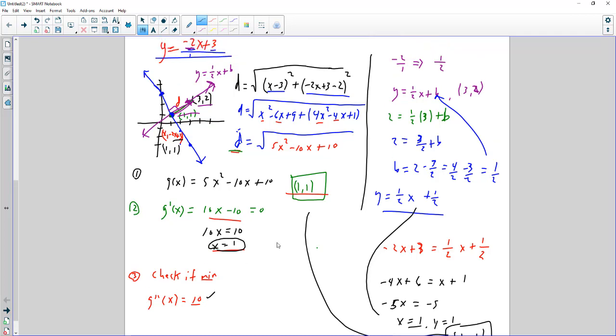Okay, I've done a couple examples. What you do is you use a distance formula typically, and then you just take what's inside of it and make it its own equation, take its derivative, and so forth.